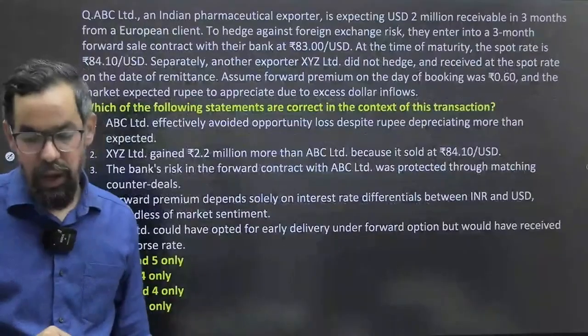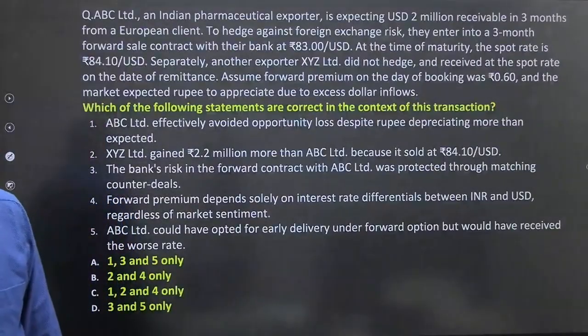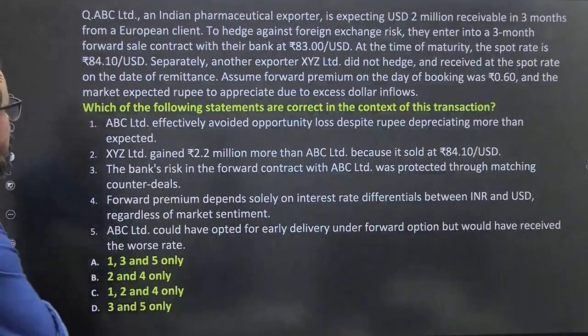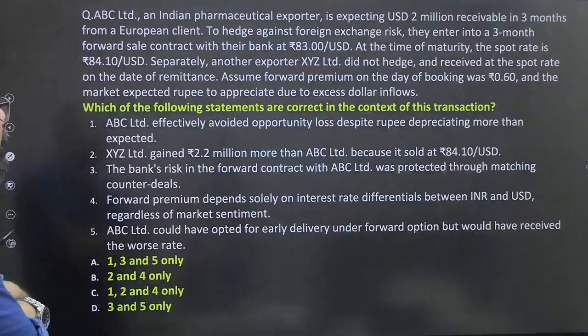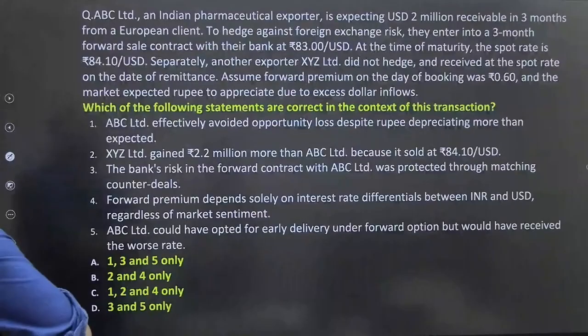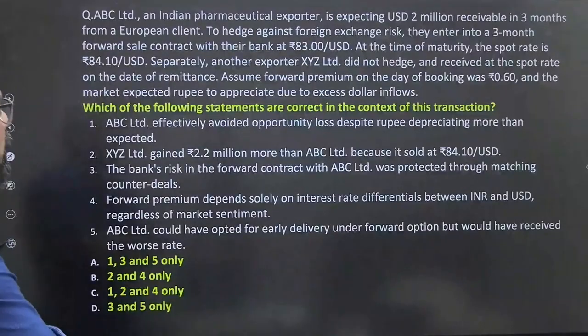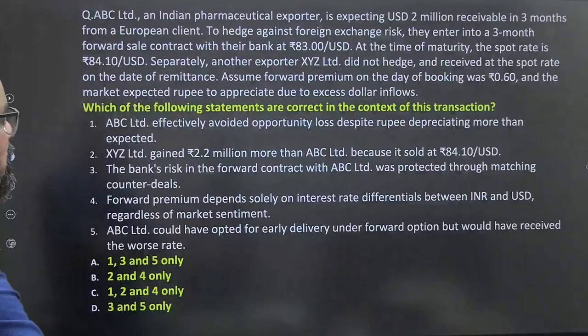Okay, let's go to the next question on your screen. Quickly go through the question. Which of the following statements are correct in the context of this transaction? ABC Limited, an Indian pharmaceutical company and exporter, is expecting 2 million receivables in 3 months from a European client. To hedge against foreign exchange risk, they enter into a 3-month forward sale contract with their bank at 83 rupees per dollar.